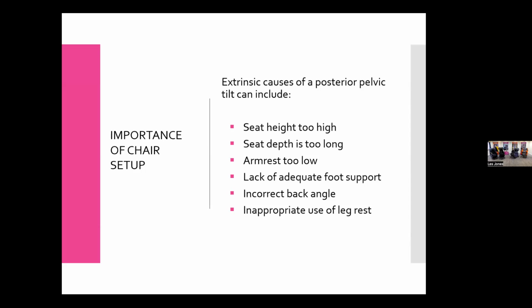Things like the seat height being too high, the seat depth being too long, lack of adequate foot support. So if we see foot plates being used as door stops and bookends, if we're not mindful of the back angle to the hip range of movement, and even inappropriate use of the elevated leg rest can pull people into that posterior tilt. So otherwise, they might have had no damage to the body systems, good range of movement. Something as basic as a chair setup can cause that posterior tilt and cause those significant postural challenges.